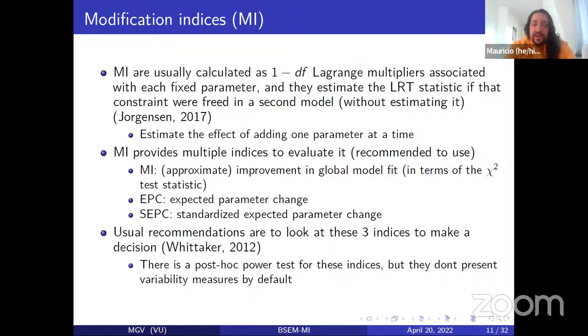The most commonly used are the MI, the modification index itself, which is an approximate improvement in the global fit, in this case the chi-square, when you add the respective parameter. The EPC is the expected parameter change in an unstandardized metric, and the SEPC is the standardized expected parameter change. So in a standardized metric, what would the parameter be like? The usual recommendation is to take into account these three measures to decide whether to add the parameter. There is some post hoc power information about these indices, but none of them actually represents variability or uncertainty around the metric.